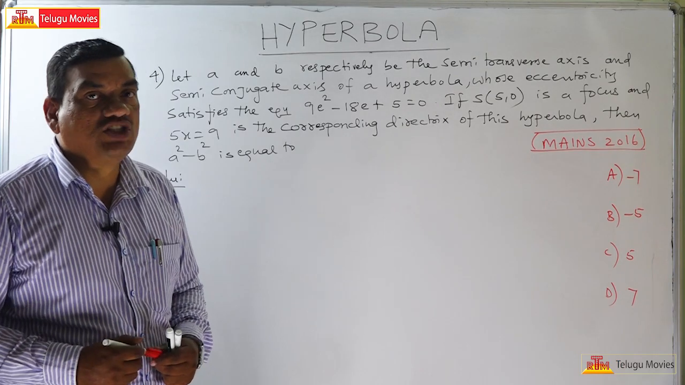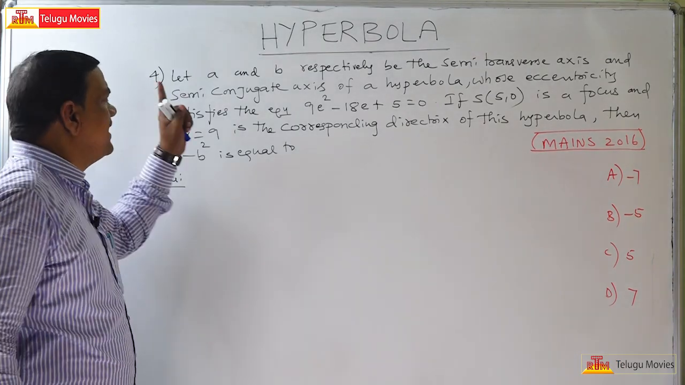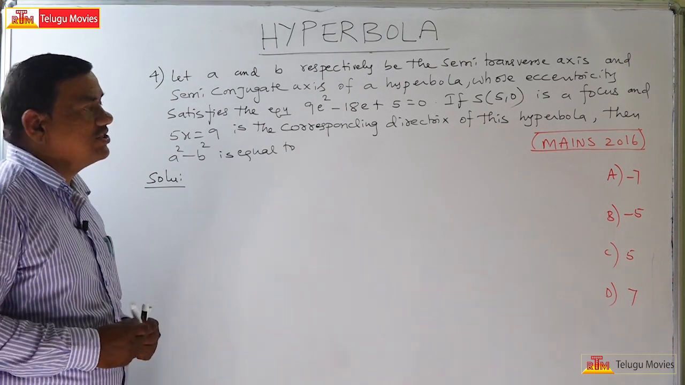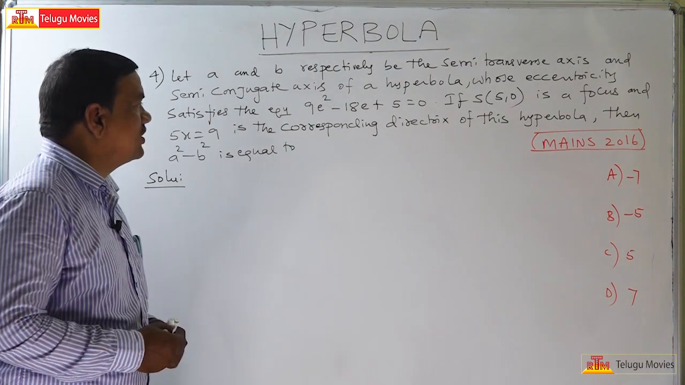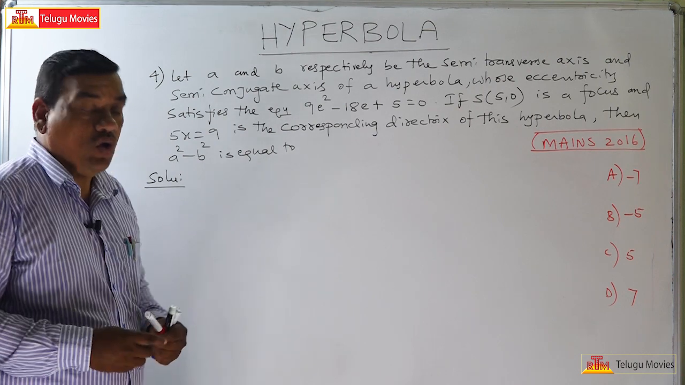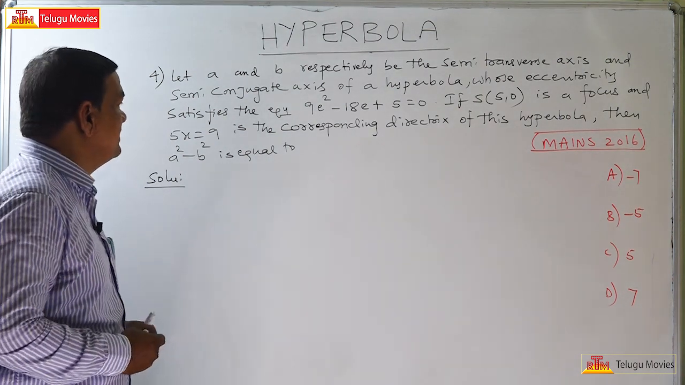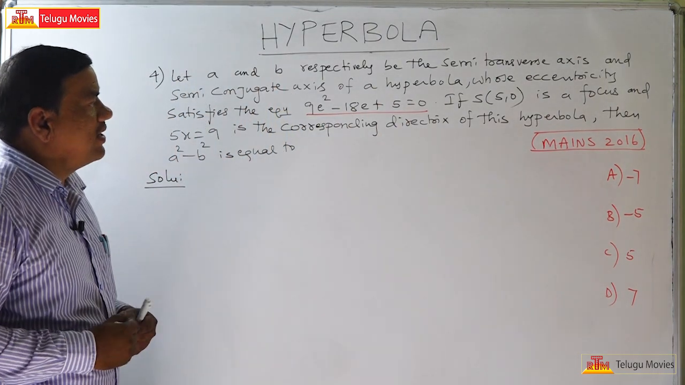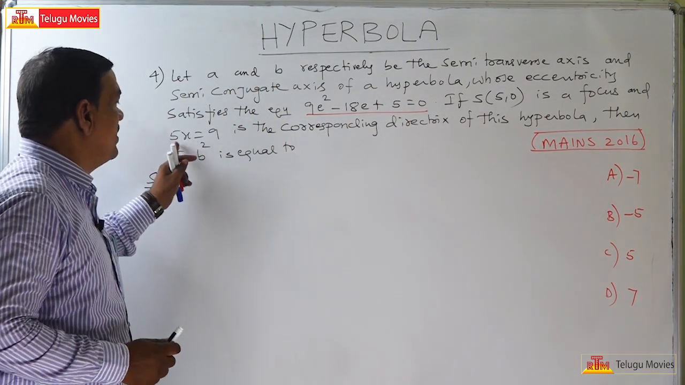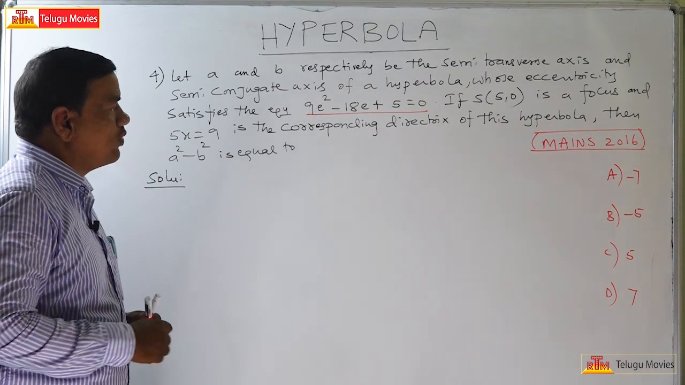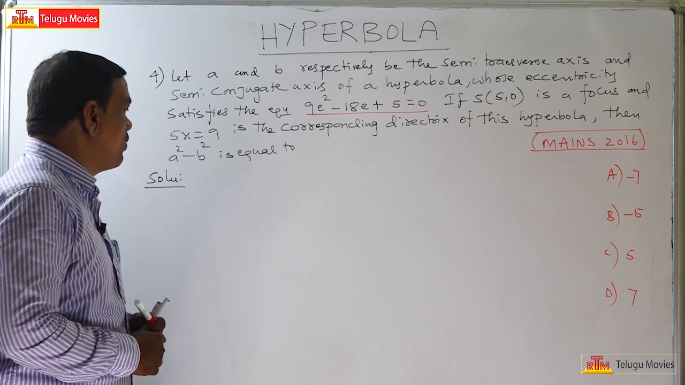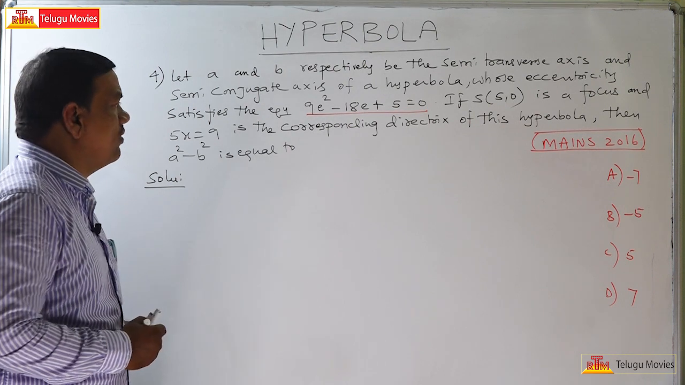So, welcome to this problem. The problem is: let a and b respectively be the semi-transverse axis and semi-conjugate axis of a hyperbola whose eccentricity satisfies this equation. If S(5, 0) is a focus and 5x = 9 is the corresponding directrix of this hyperbola, then a square minus b square is equal to? Okay, very easy problem this is.